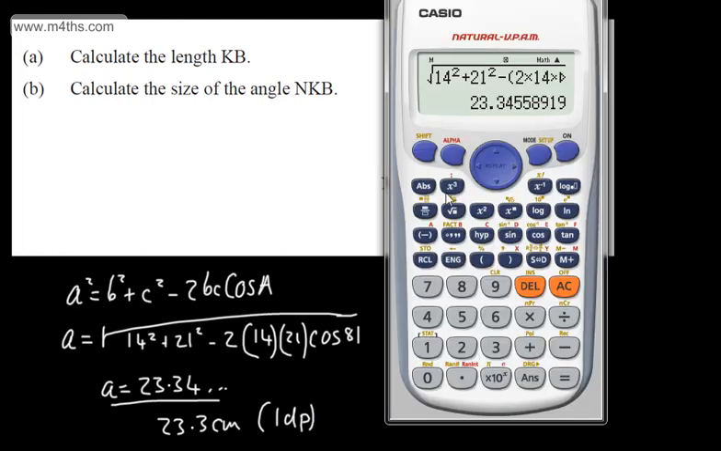Let's just check that I've got all of that in there. 14 squared, 21 squared, minus 2bc, and then we're going to have now cos of 81 degrees. I'm going to store this in the calculator. Let's just get that answer. So shift store A. So that's now in the calculator. So if I want to bring it back, there it is.